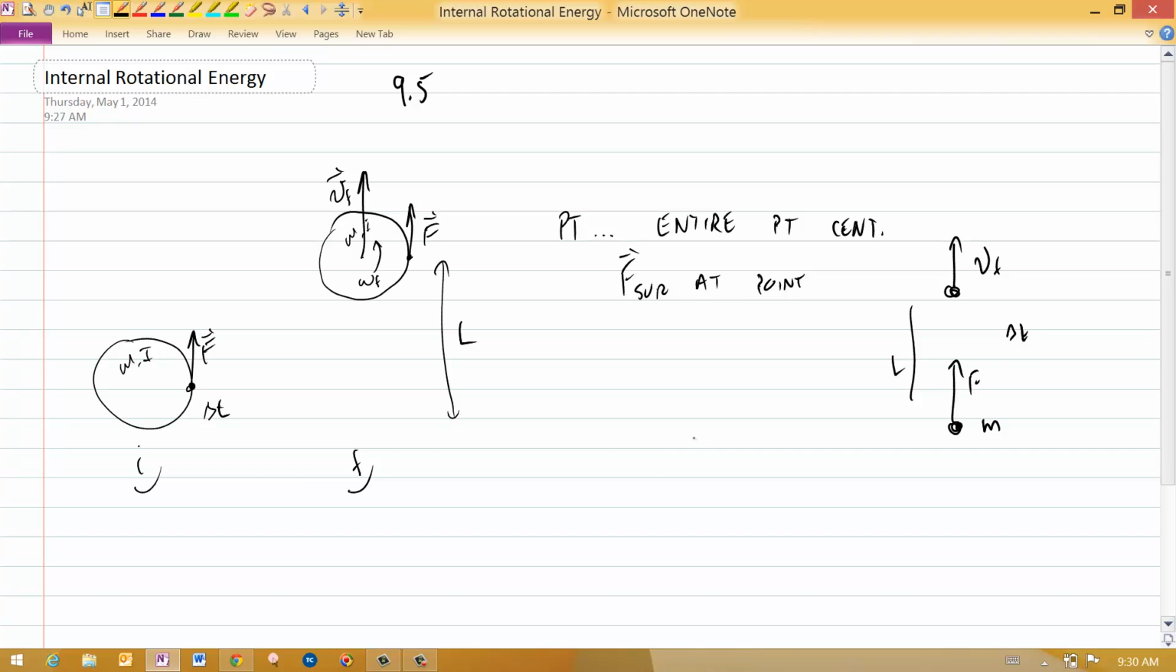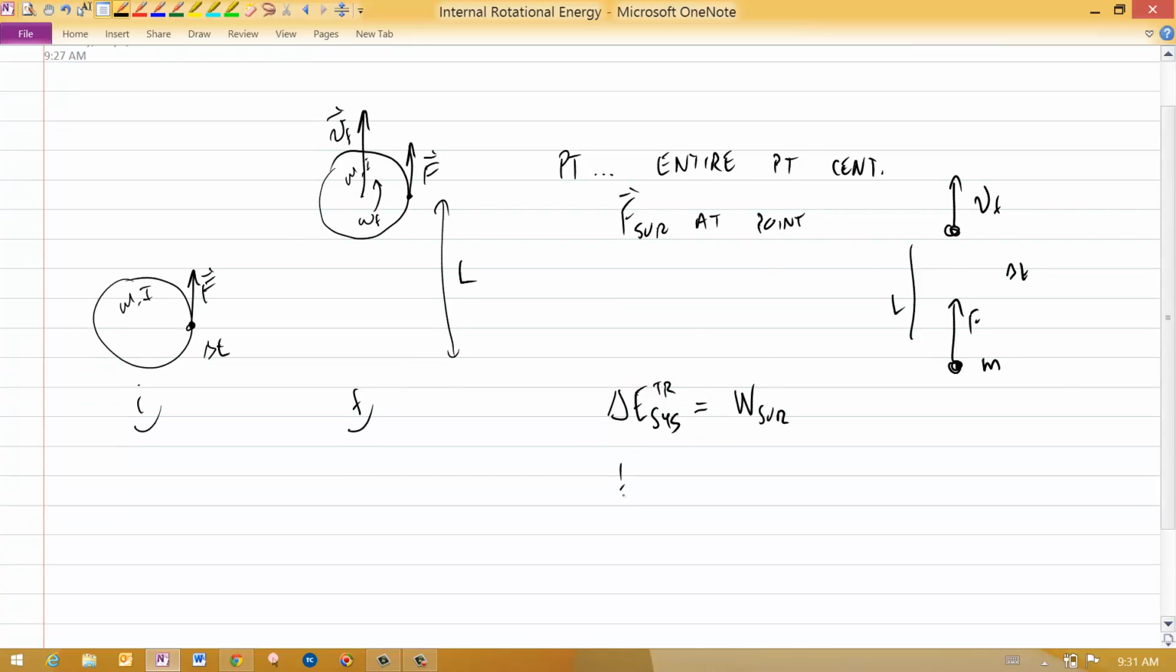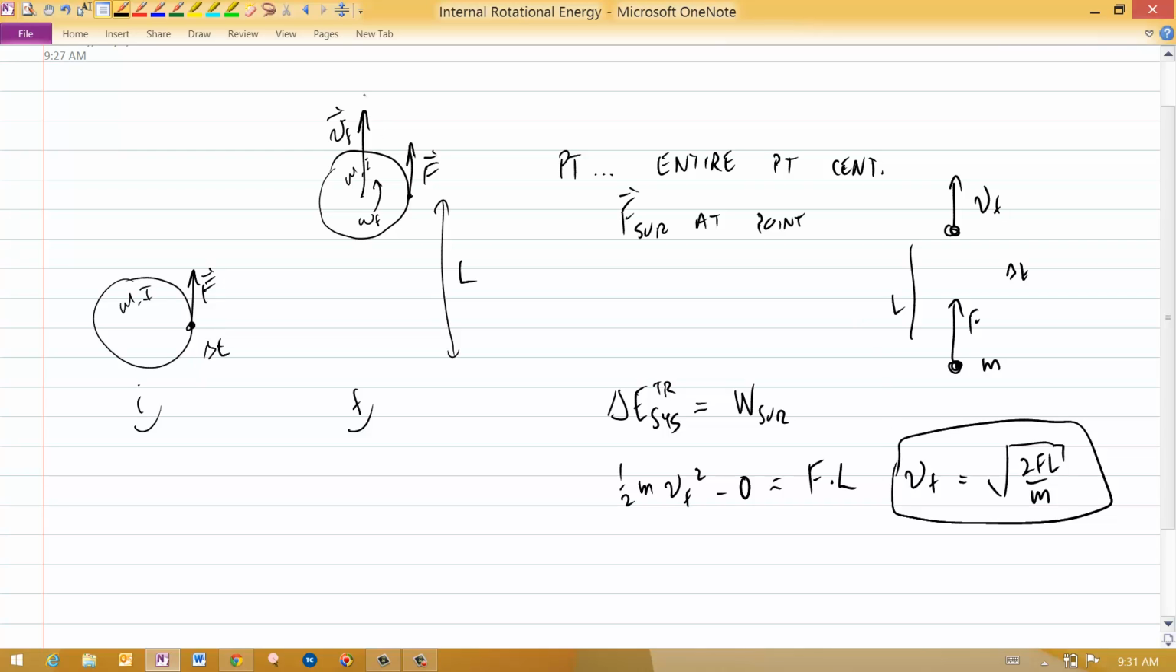So I could tell you what the v final is. By the energy principle, the change in the energy of the system, and since it's the point system, it's really just the translational energy, is equal to the net work from the surroundings acting on the center of mass. The final state is 1/2 m v final squared minus 0, because it starts at rest, and that is equal to F times L. So v final is the square root of 2FL divided by m. Very simple to find. So I know how fast this thing is going, and yet this thing does have some spin to it in the final state.